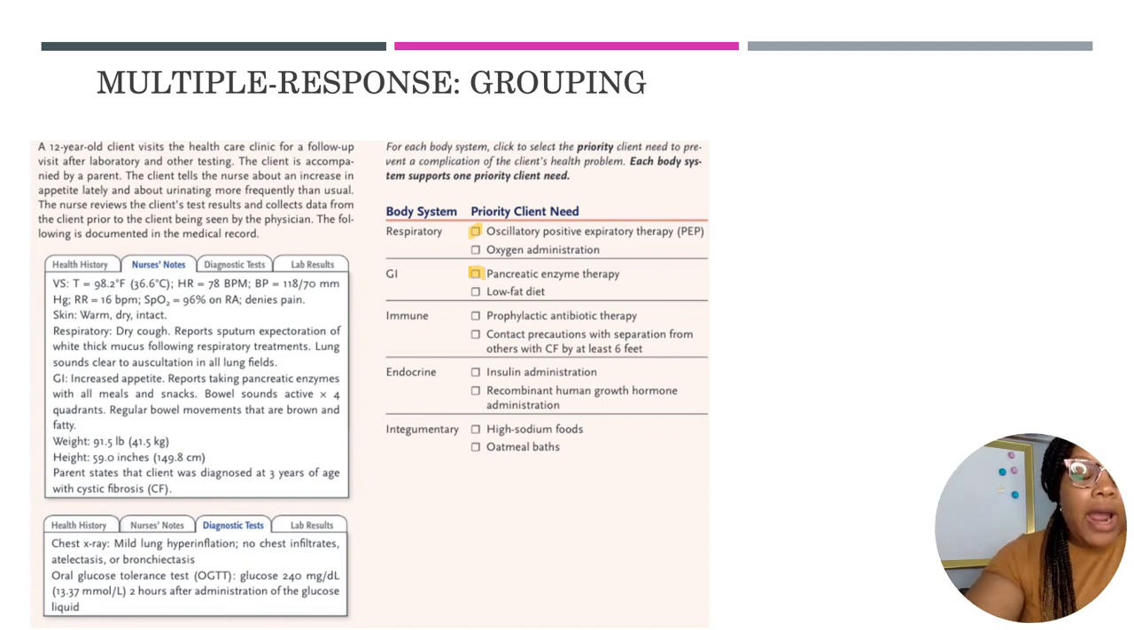So the diet for our cystic fibrosis patients, we're going to want them to have a high protein, high calorie diet. And guess what?